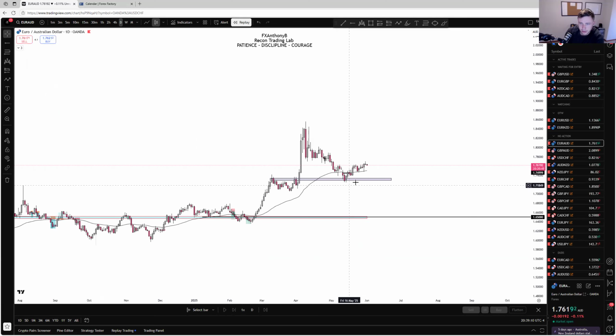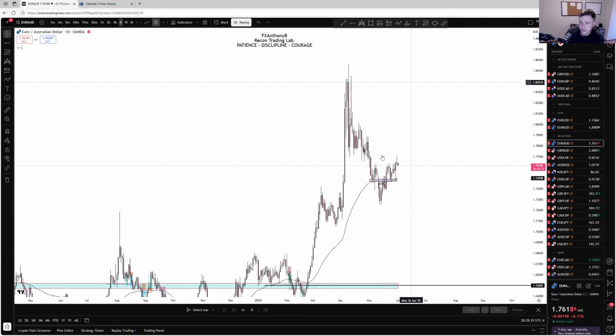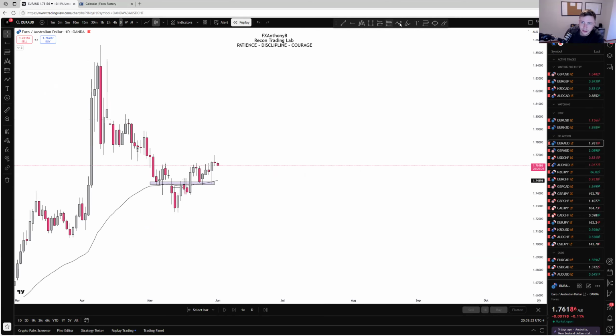Is there a daily area of interest? Higher high, higher low. There's your daily right there. You see 3 consecutive touches. 1, 2, 3.